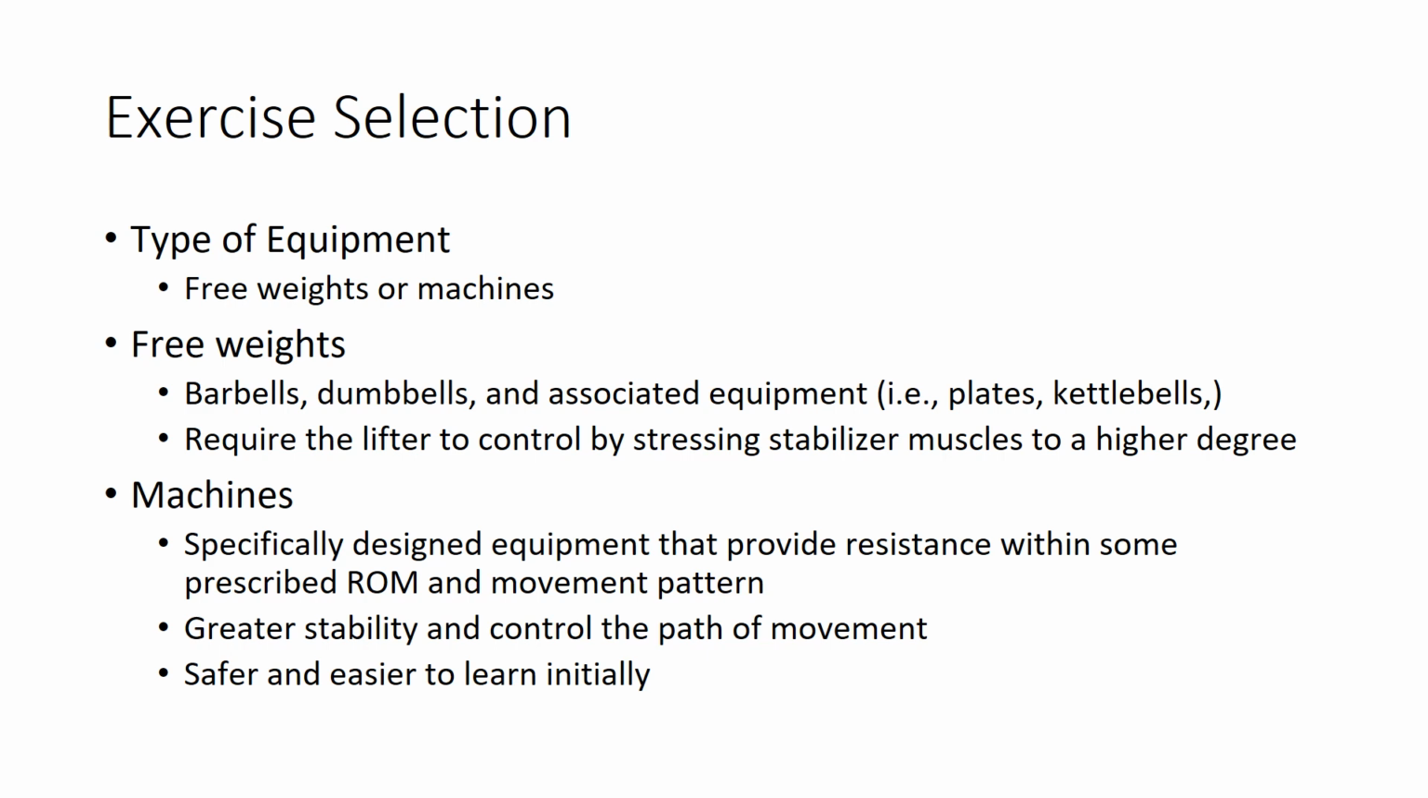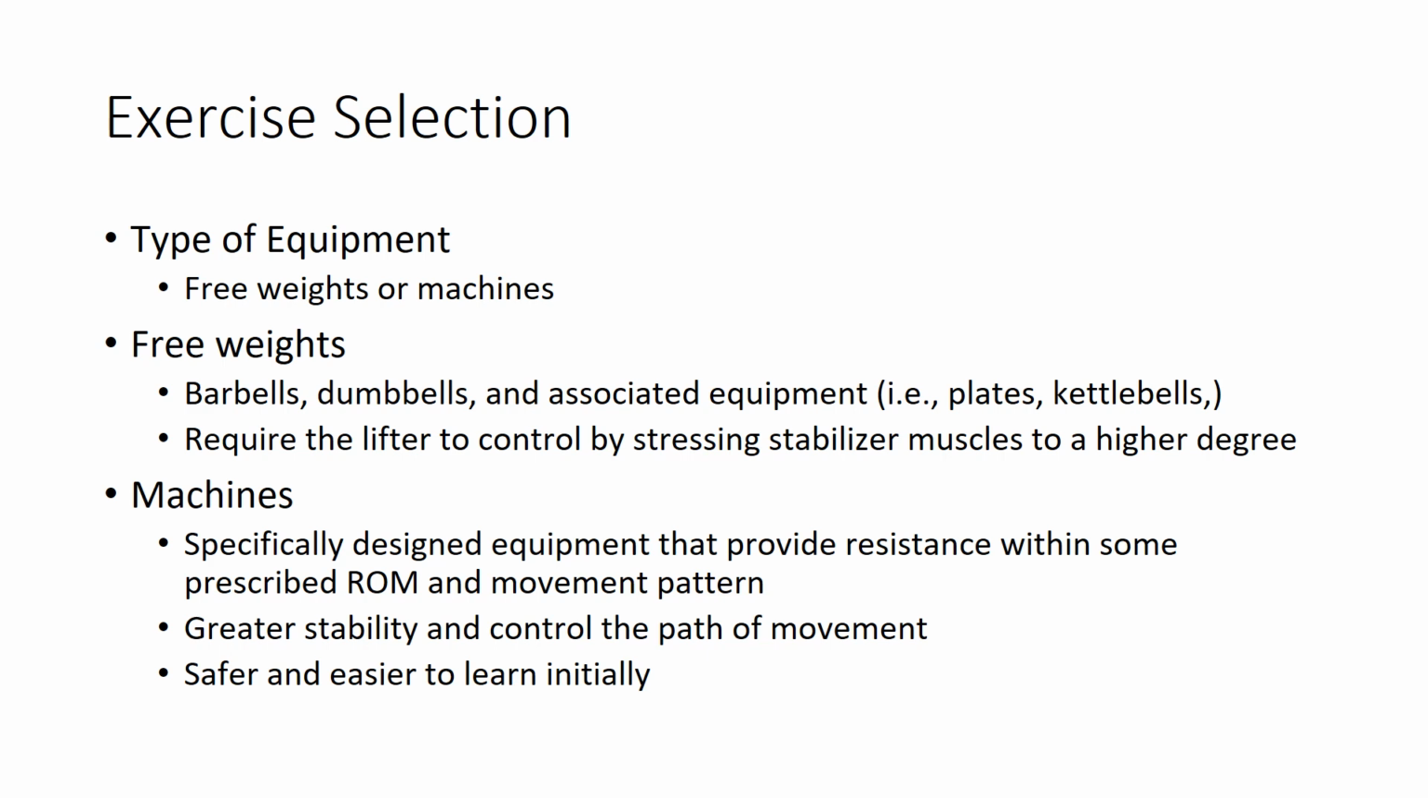When we look at free weights, these are often referred to as barbells, dumbbells, and then any associated equipment involved, such as plates or kettlebells. When we look at machines, these are specifically designed equipment that provide resistance with some prescribed range of motion and movement pattern. Both are considered to be included in a resistance training program, where both free weights and machines are very effective in increasing muscular strength and performance, but they do have advantages and some disadvantages within them.